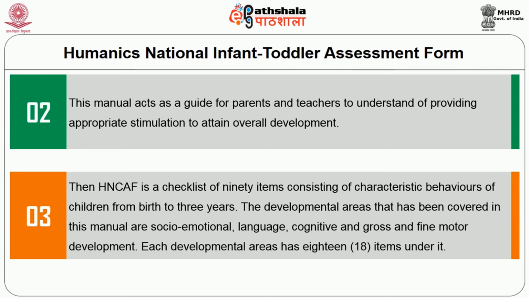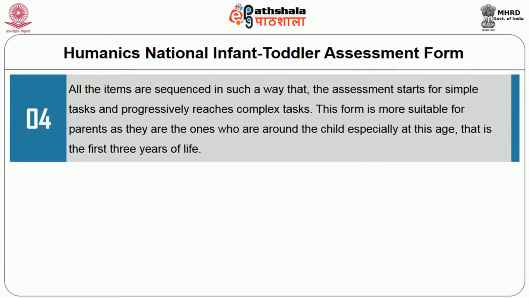The developmental areas that have been covered in this manual are socio-emotional, language, cognitive, gross and fine motor development. Each developmental area has 18 items under it. All the items are sequenced in such a way that the assessment starts with simple tasks and progressively reaches complex tasks. This form is more suitable for parents as they are the ones who are around the child, especially at this age, that is the first 3 years of life.